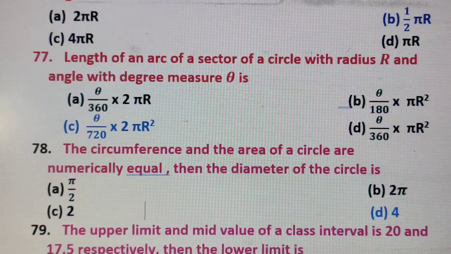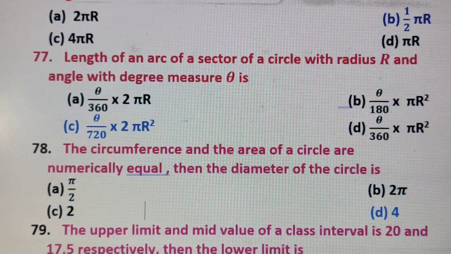The length of an arc of a sector of a circle with radius r and angle theta is theta by 720 into 2 pi r square. If the circumference and the area of a circle are equal, then the diameter is 4.